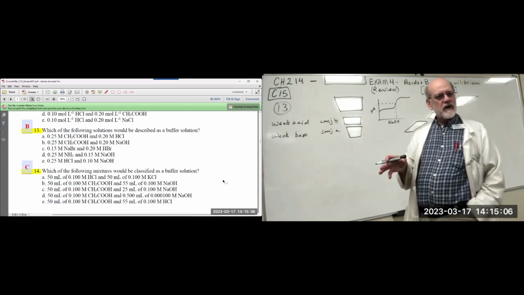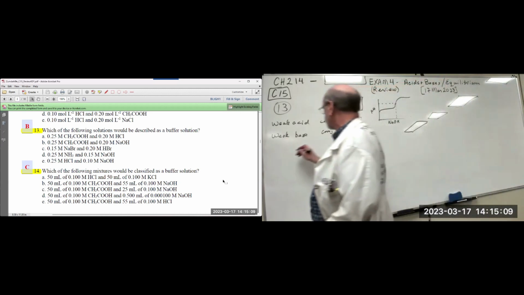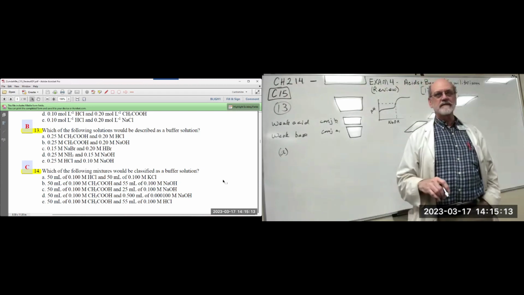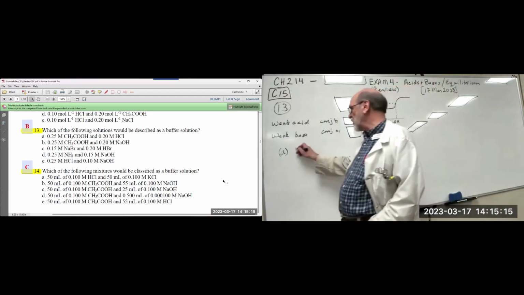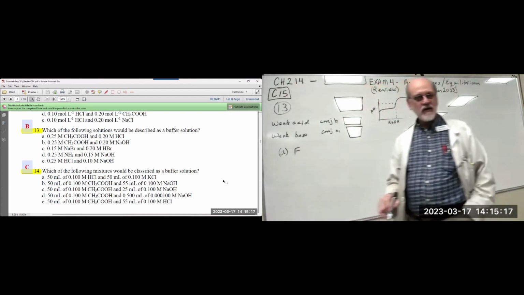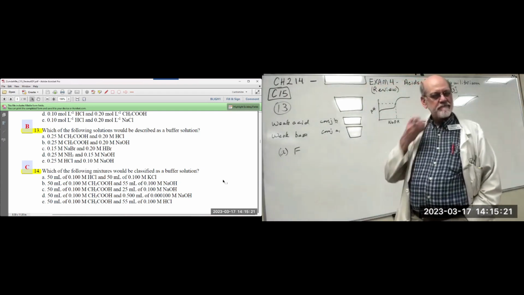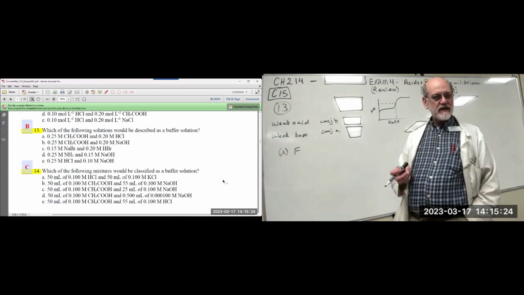Would the first one be a buffer solution? A. No, it's got an acid and an acid. It can't be. There's no way. Hydrochloric and acetic acid? No. How about acetic acid and sodium hydroxide?